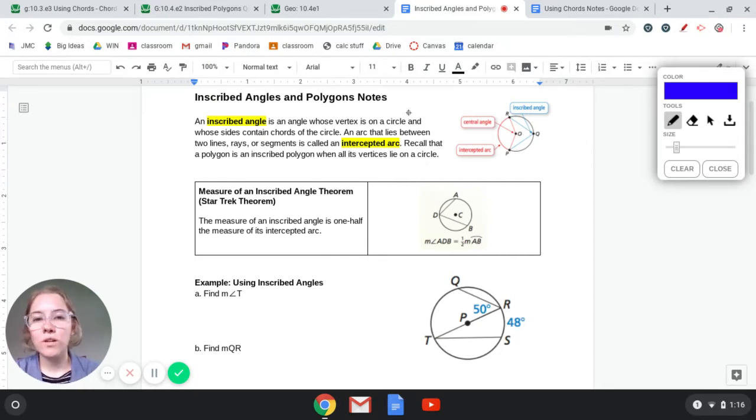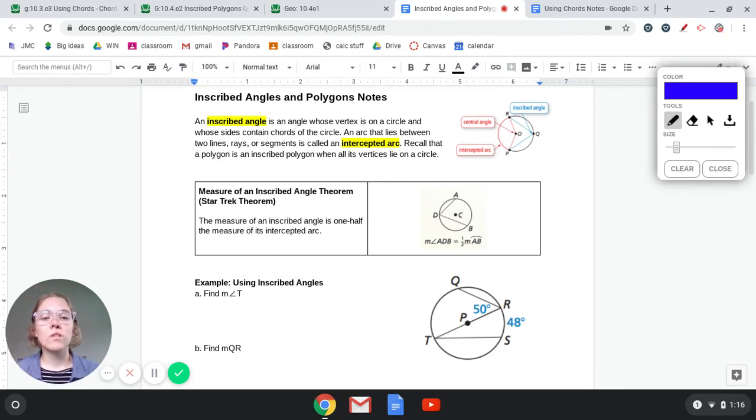An inscribed angle, that's what we talked about. The arc that lies between two lines, rays, or segments is called the intercepted arc. For example, this arc RP is the intercepted arc to angle ROP and to angle RQP.